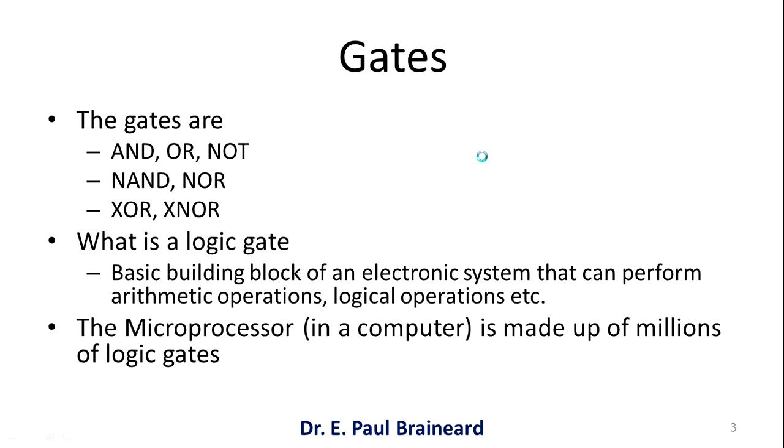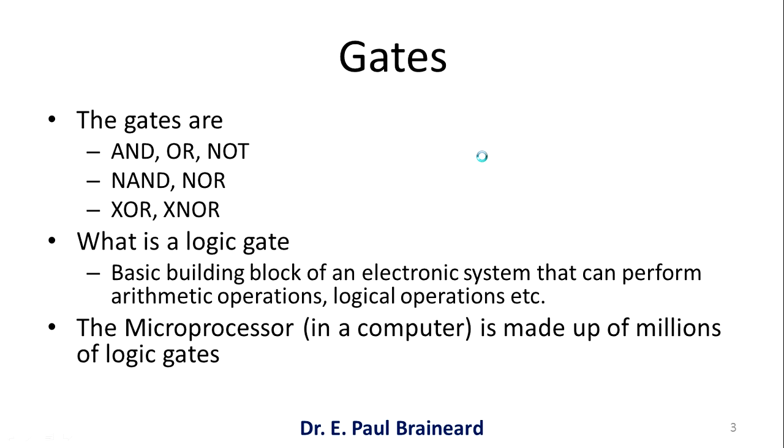The basic gates are AND, OR, and NOT. The universal gates are NAND and NOR. We have two other important gates. They are XOR and XNOR.